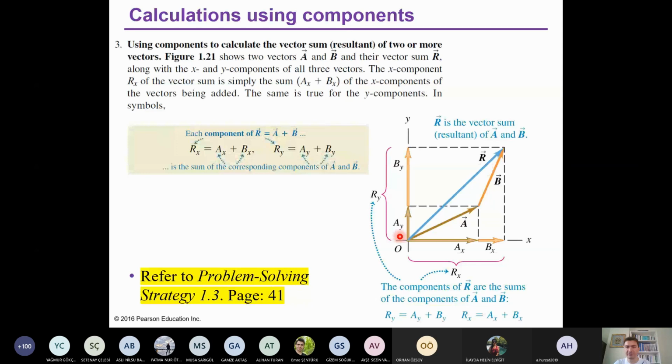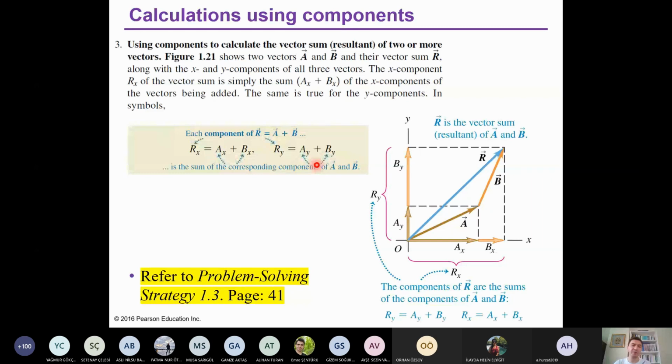X component of the resultant vector is given by Rx, which is Ax plus Bx. And here our Y component of the R vector is given by Ay plus By. So here I can write like this: Rx, the resultant component along the X axis, is given by the X components of each vector, and the resultant Y component of the R vector is given by the Y components of each vector. Do you have any question here?